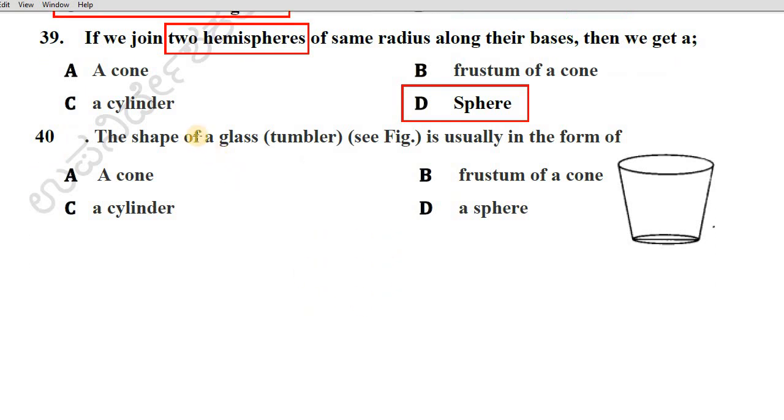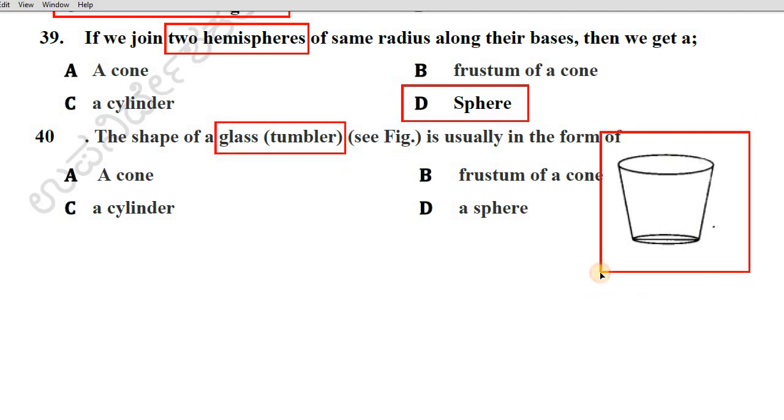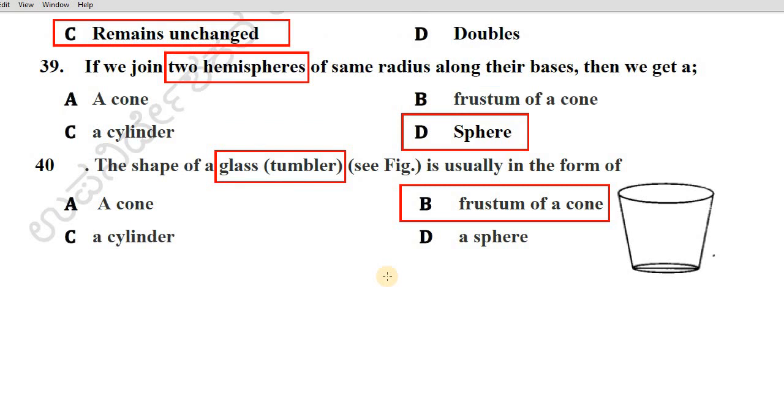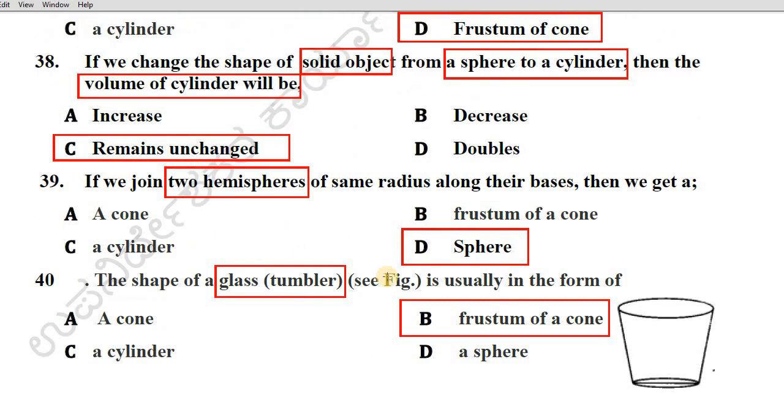Question number 40. The shape of a glass, it means a tumbler. Look at the figure they have given here. If you look at the figure, easily you can say it. What do we call this figure? That is B, frustum of a cone. See, the last few questions we have felt so easy. All direct questions only they have asked.